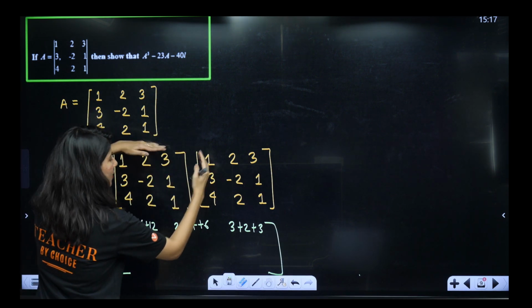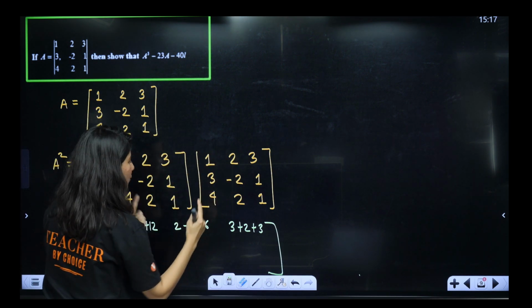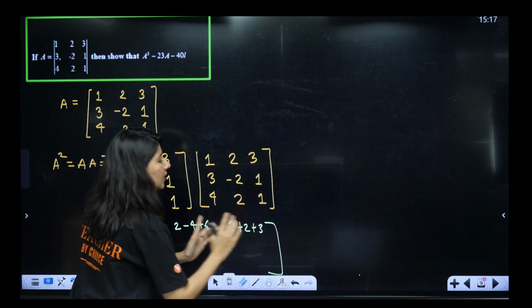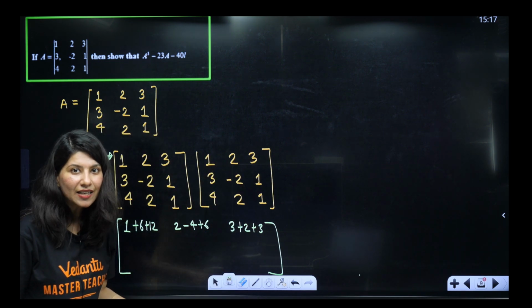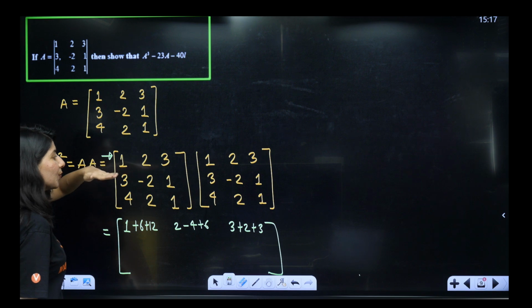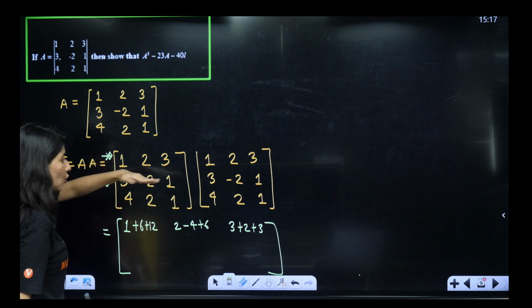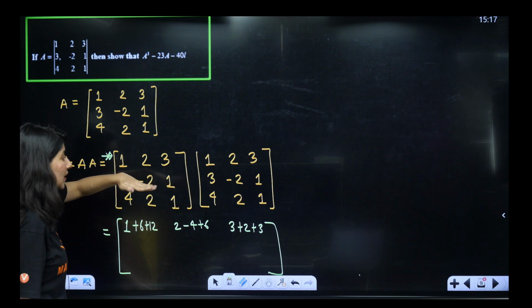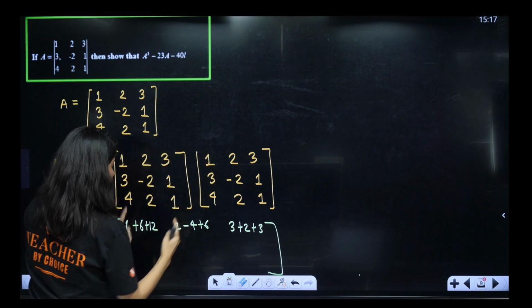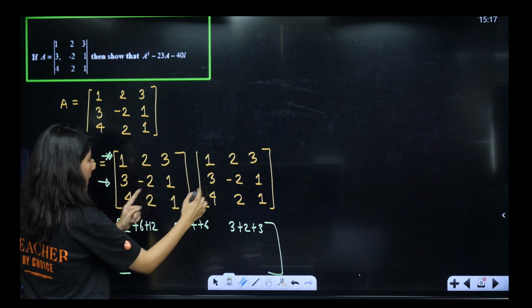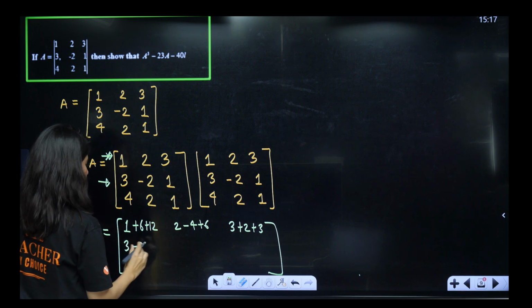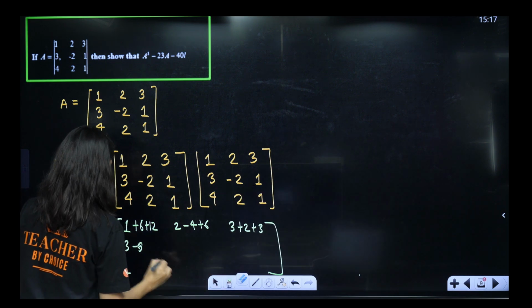So, row 1, column 1 here, row 1, column 2 here, row 1, column 3 here. Now, row 1 is done. We are done with row 1. Now, you have to pick row number 2. So, this is gone. Now, row number 2, again the same thing you have to repeat. Row 2, column 1 here. So, 3 minus 6.